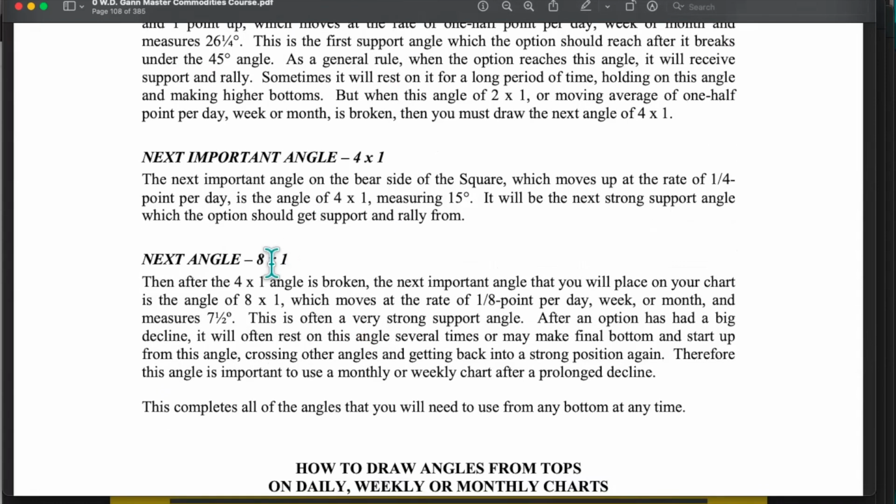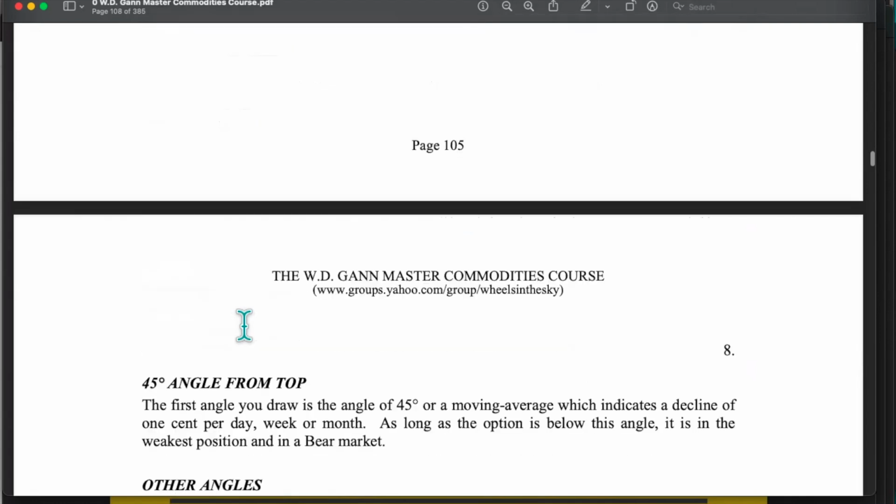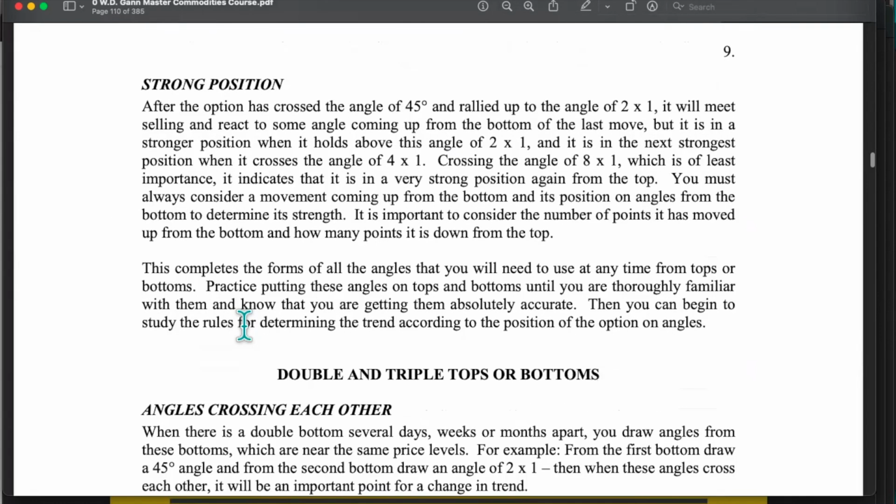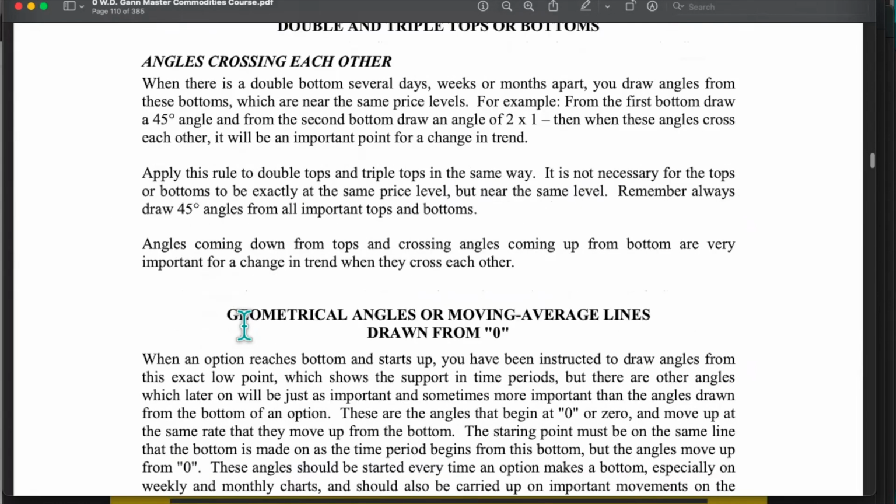Then we have 4 by 1, then we have 8 by 1, which is 1 by 8 points per day, per week or per month. So this angle comes to 7.5 degree. This is 15 degree, half of that is 7.5. So this is how it is. This has been beautifully drawn on the chart also. Let me show you the charts which were drawn by Gann.